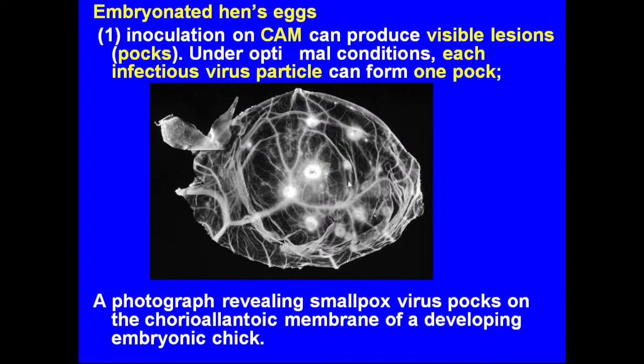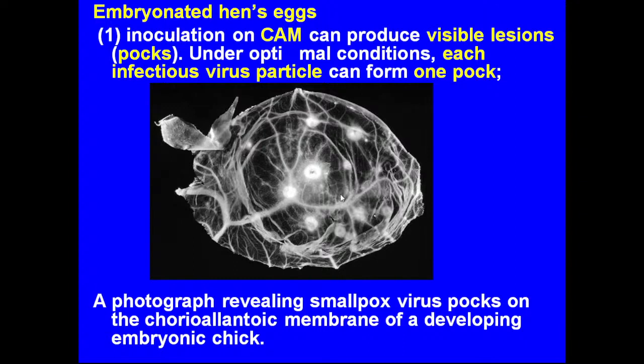So that is the example of how we may indicate the presence of the virus when we inoculate it on chorioallantoic membrane. Because if the viruses multiply, they may produce a visible lesion, so-called pox. Under optimal conditions, each infectious virus particle will produce one pox. So we even may use this method not just as a qualitative but as a quantitative assay. The photograph reveals the smallpox virus pox formation on the chorioallantoic membrane.